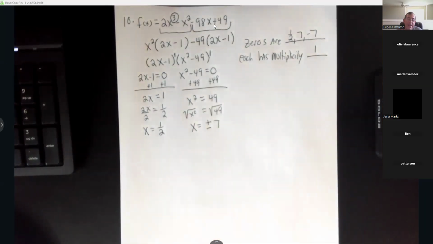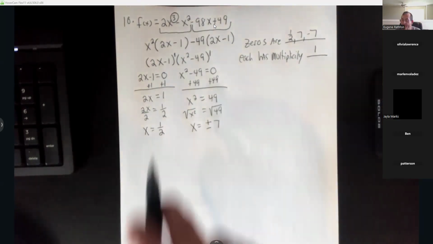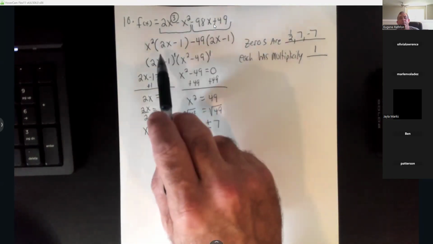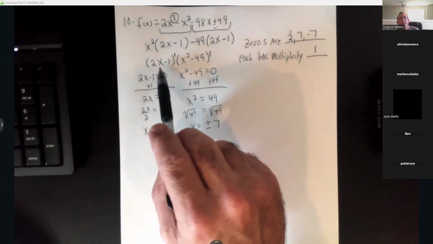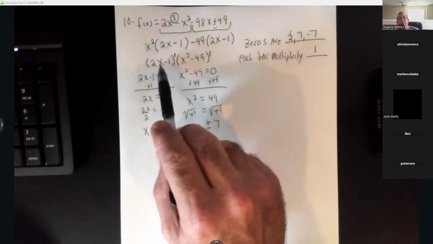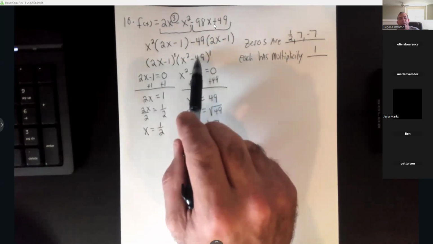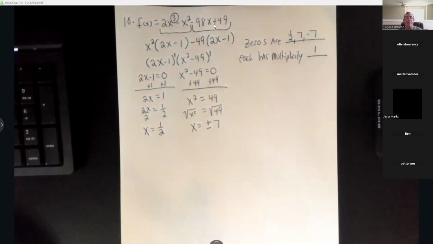Oh, y'all, so that is factoring your 4-term polynomials. Make 2 groups, factor out the GCFs, and then once you've got that, set them in 2 sets of parentheses. And at that point, just start finding your zeros, okay?